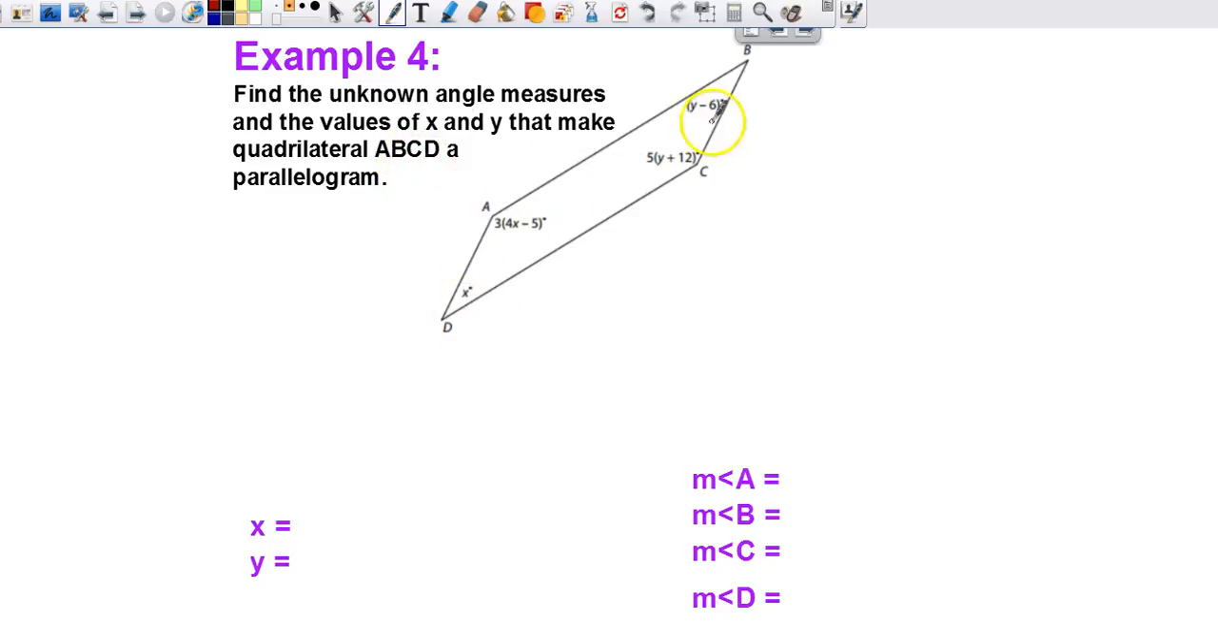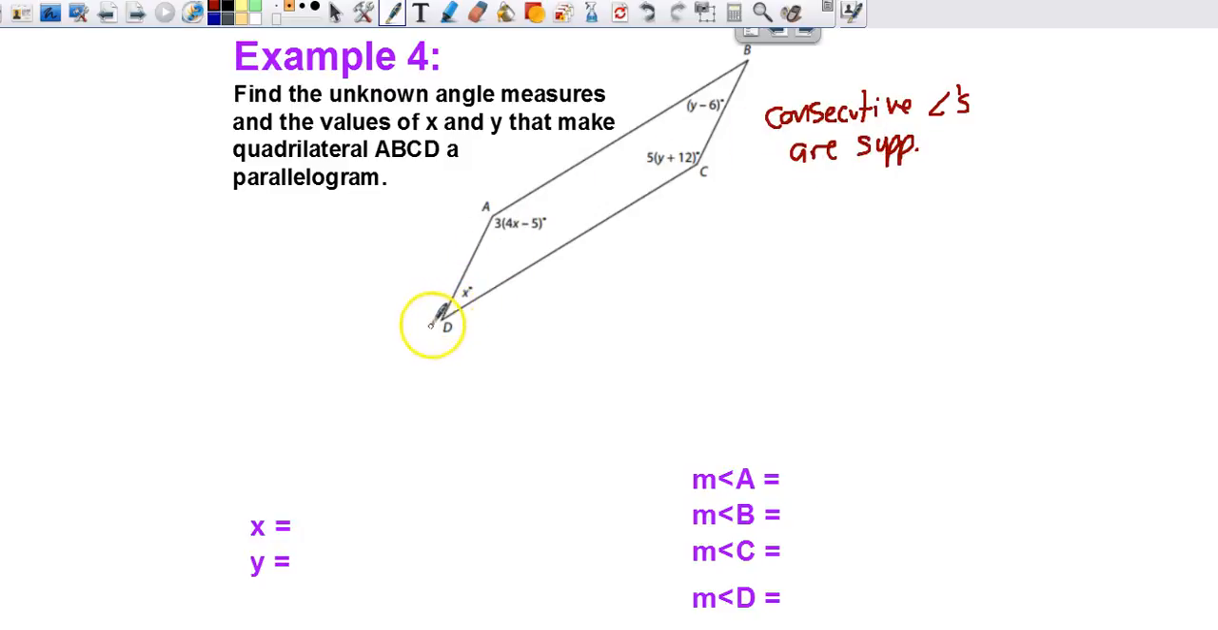So in order for this to be a parallelogram, we want the opposite angles to be congruent to each other, or we want the consecutive angles to be supplementary. And because the variables, you'll notice, are not opposite of each other, in lieu of setting up a system of equations, I'm going to use the property that consecutive angles are supplementary, which means they add to 180.